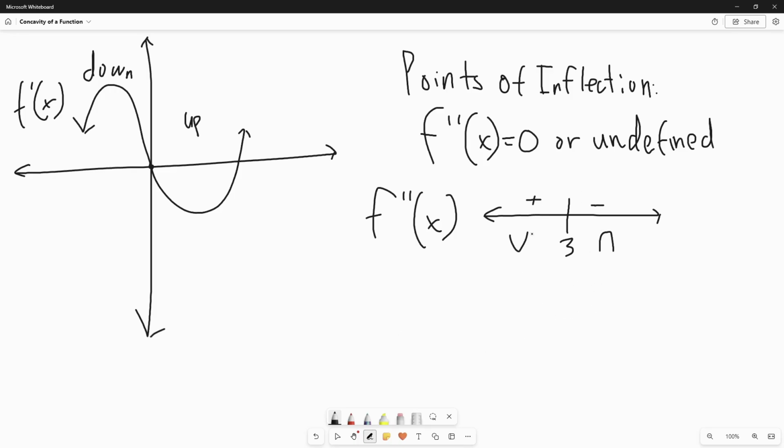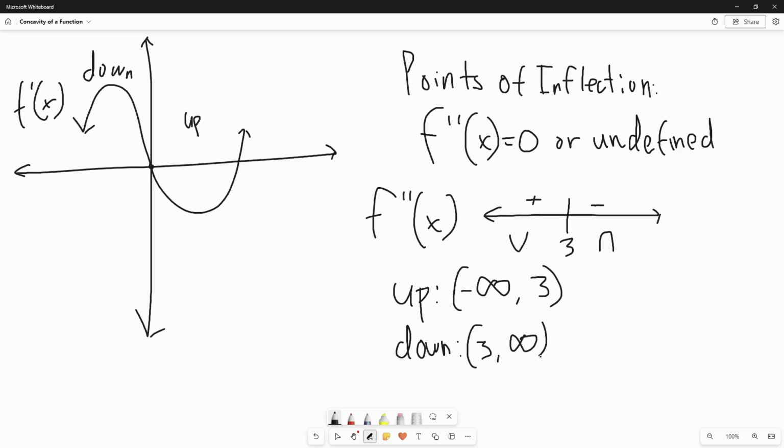So for this example, what you would write for your answer for concavity is, for concave up, it would be from negative infinity to 3, with a parentheses, not a bracket. And when it's concave down, 3 to infinity. And that would be the same for here, just negative infinity to 0 and 0 to positive infinity.